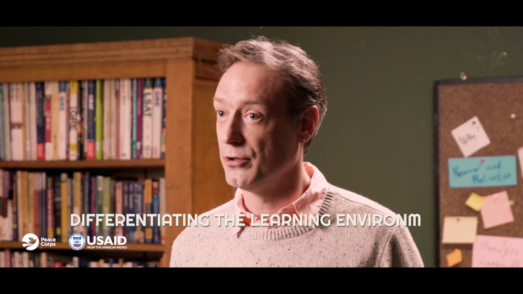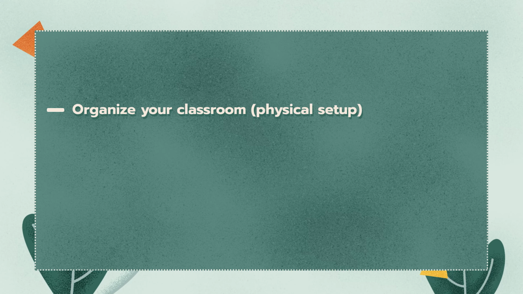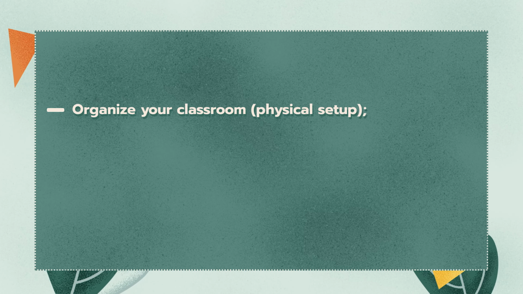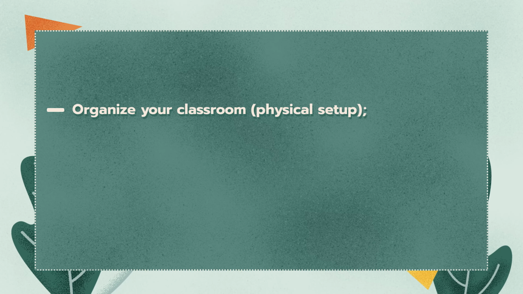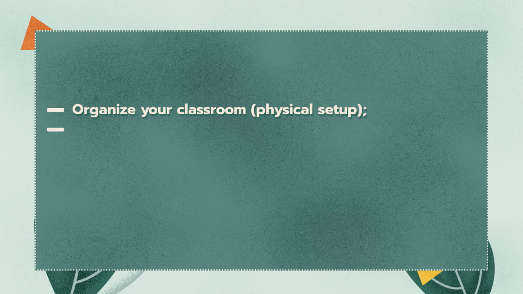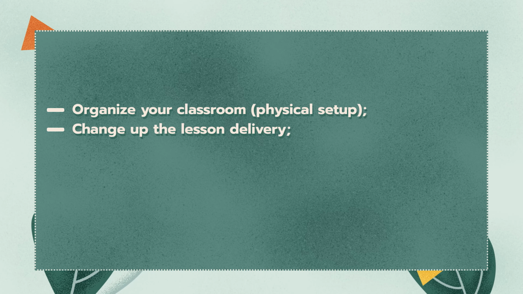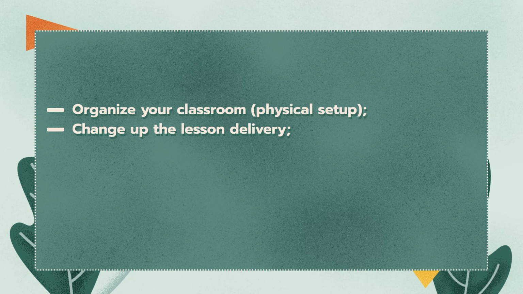Differentiating the learning environment. A well-organized classroom contributes to differentiation. These points can help you prepare your classroom for differentiated instruction. Organize the classroom, physical setup, so that it lets you be flexible with your grouping, pairs, groups, learning stations, and mingles. Yet it fosters focused, independent work as well.